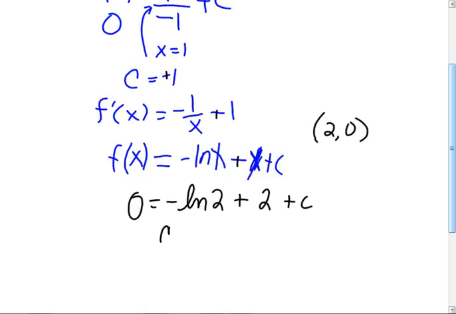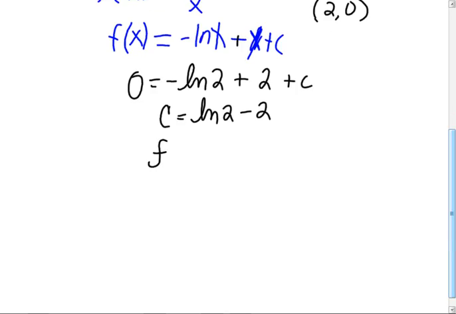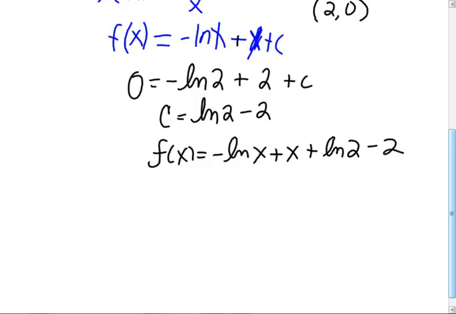So what's c equal to? ln 2 minus 2, ln 2 minus 2. Okay, so the function, so we have it complete. F of x is equal to negative log of x plus log of 2 minus 2. I just threw that one in because it had the log in it. Well, that's what the assignment's like on this one. No, I know they're all negative.